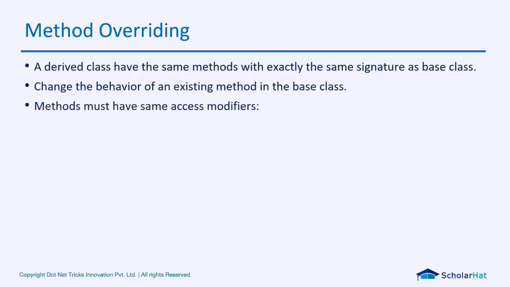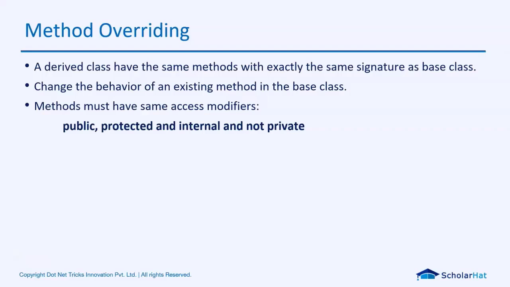While overriding methods, there are some ground rules that one must follow. For example, methods must have the same access modifier, whether public, protected, or internal, but not private. We should have the same method name, the same method signature as discussed, and the access modifier must be equal or higher, not below. So this is how method overriding plays an important role.